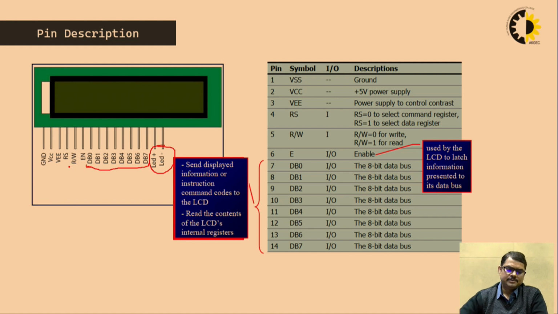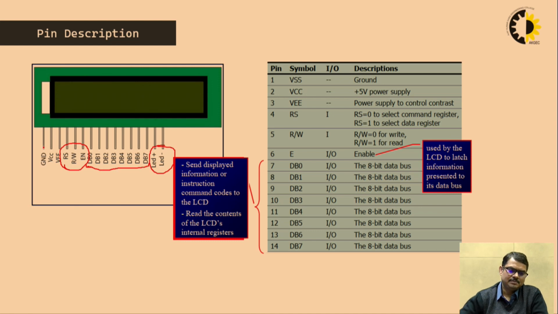To control the operations of the LCD, we have these 3 pins: RS, RW and EN. RS stands for register select, RW stands for read or write, and EN stands for enable. These 3 pins are responsible for controlling the operations of the LCD.